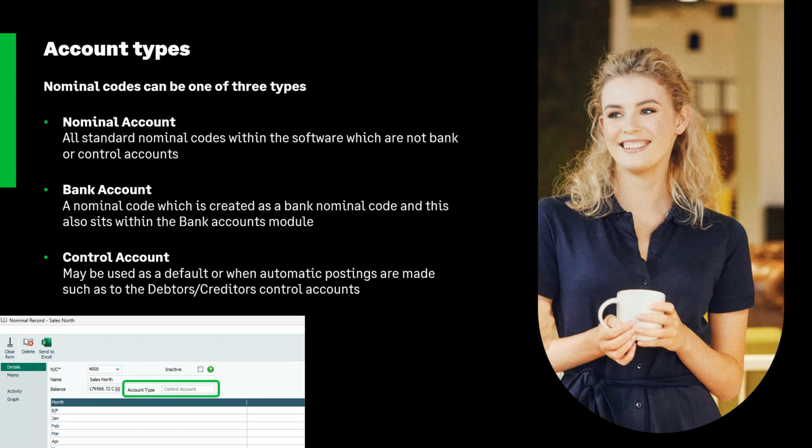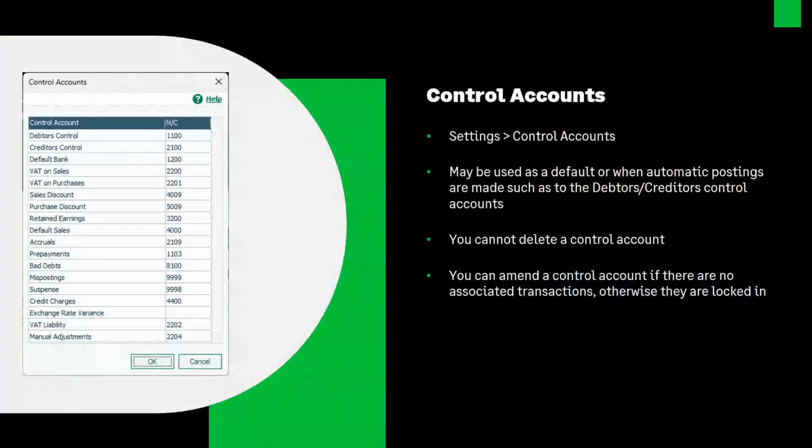So picking up on control accounts, if you want to check where they are within your software, you would just go to settings, control accounts. It'll bring up this list. The majority of them will be filled in for you. By default, you probably won't have one for exchange rate variance, something that you would be forced to set up if you enable the foreign trader option within your software. But this is where you've got your lists.